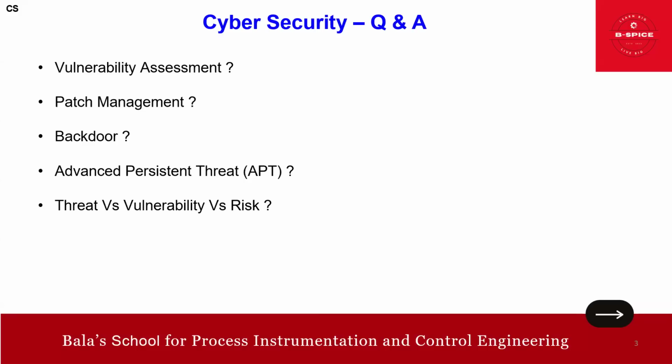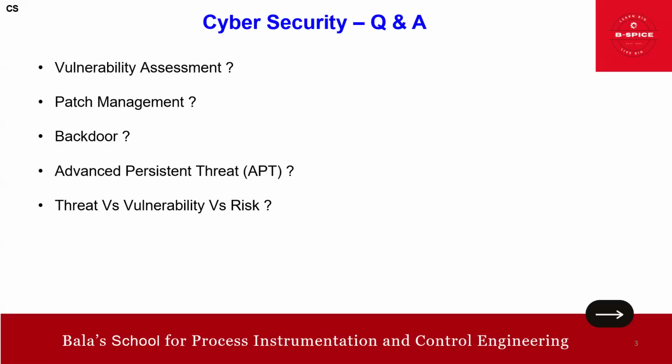Now is another interesting topic. What is a threat? What is a vulnerability? And what is risk? Let us see the differences. Threat. In cybersecurity, a threat is a potential danger to the system. That is the point. Vulnerability is a weakness that can be exploited by threats, right?